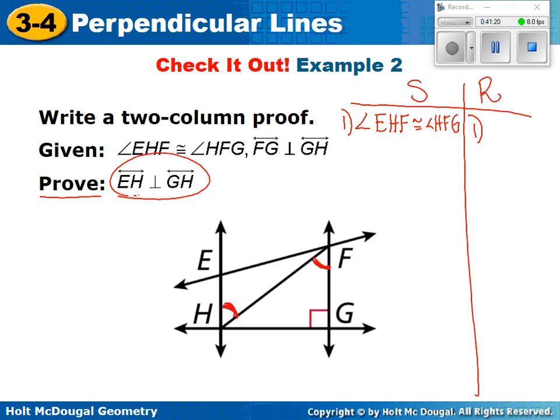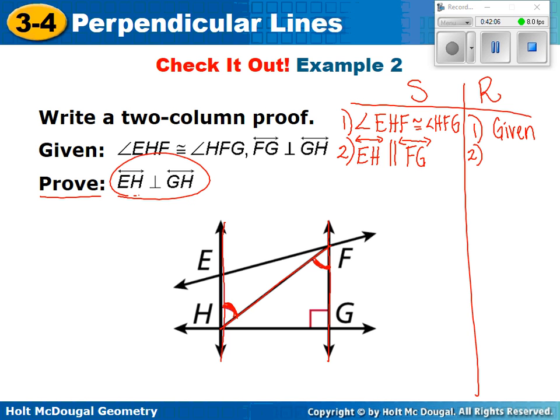Alternate interior. This would be the transversal, and this line here and this line here would be the two lines that are making those angles. Would you agree? If the alternate interior angles are congruent, then what does that mean about these two lines? That they're parallel. So we can state next that EH is parallel to FG. And these are lines, so we need arrows above them. So one was given. What's our reason for why those lines are going to be parallel?